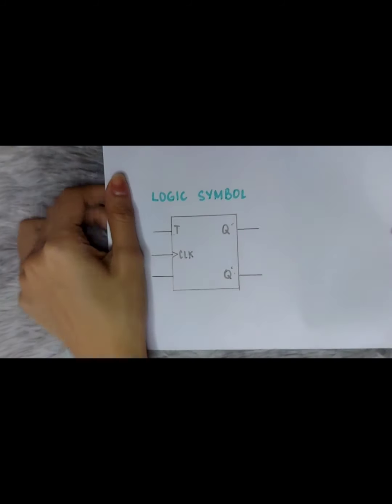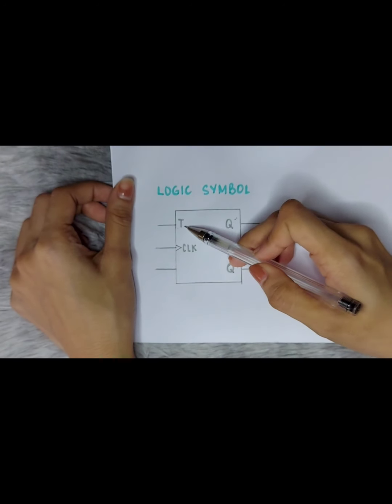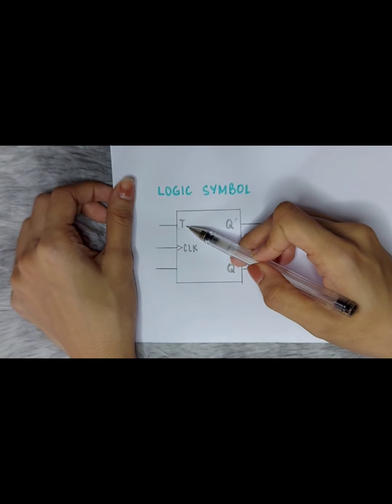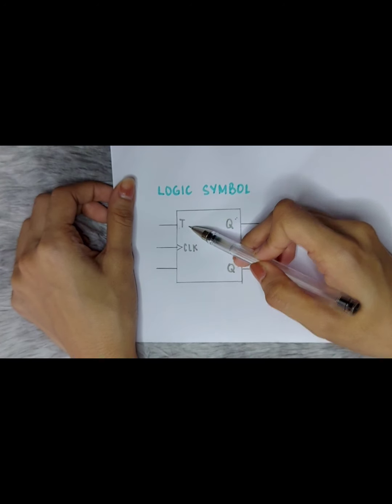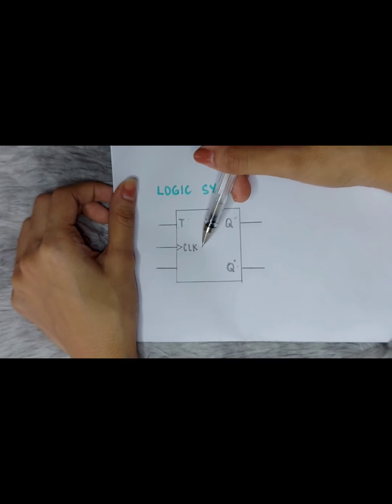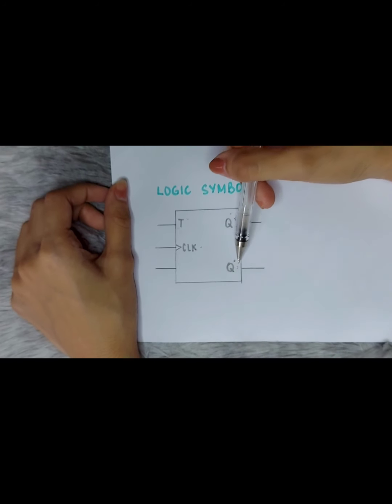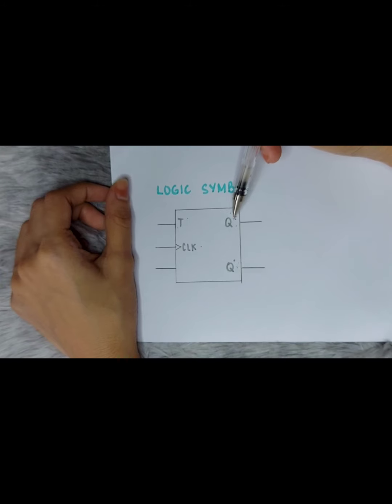Next, the logic symbol of the T flip-flop. The logic symbol of the T flip-flop has the letter T as an input, which represents the toggle input or the trigger. Also the CLK, which is the clock signal input, and here the outputs are the Q and the Q prime, where Q is the present state and the Q prime is the complement of the present state.